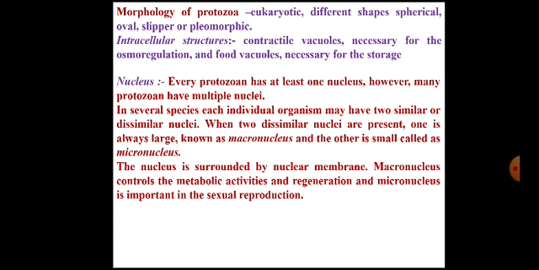The nucleus is surrounded by a nuclear membrane, as is characteristic of a eukaryotic cell. Micronucleus and macronucleus control the metabolic activities and regeneration process. So major activities of a protozoan cell are controlled by the macronucleus, the DNA which is present in the macronucleus, whereas the micronucleus has an important role in sexual reproduction.